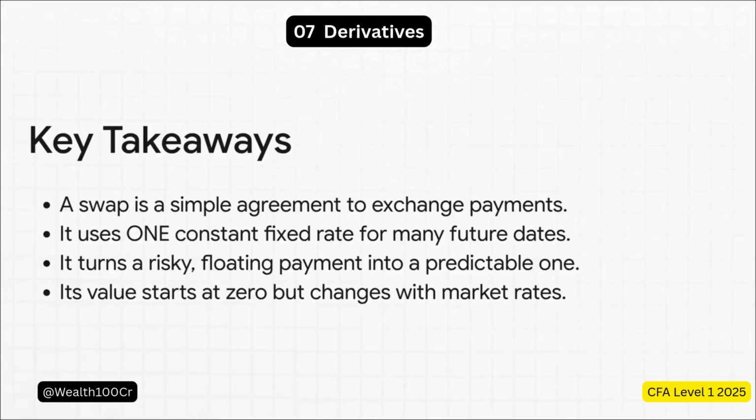So let's just quickly revise everything we learned today, okay? First, a swap is a very simple agreement to exchange payments. Second, it's like having many train tickets but with just one constant fixed rate for all of them. Third, companies use it to change a risky payment into a safe, predictable one. And finally, the value of the swap changes over time, just like our cricket scoreboard. See? You have learned everything.